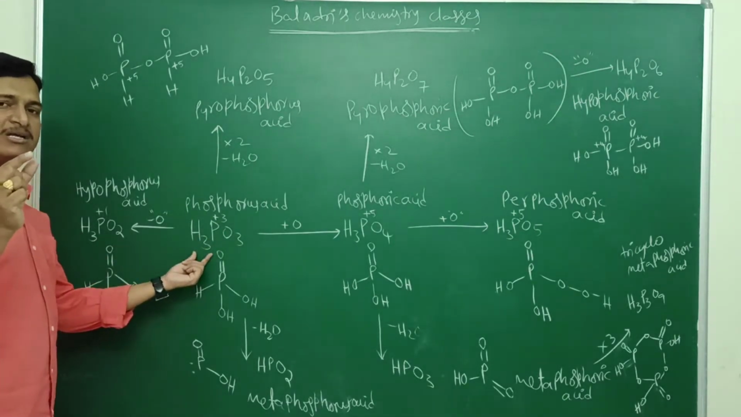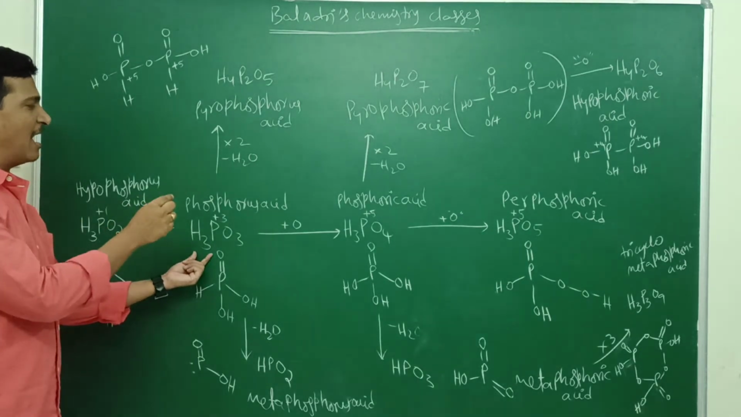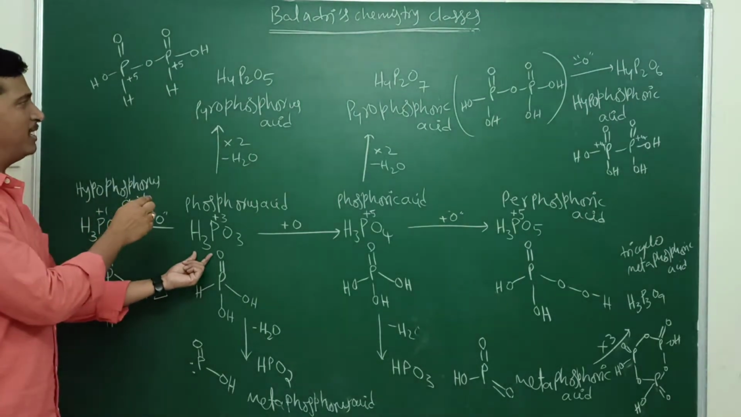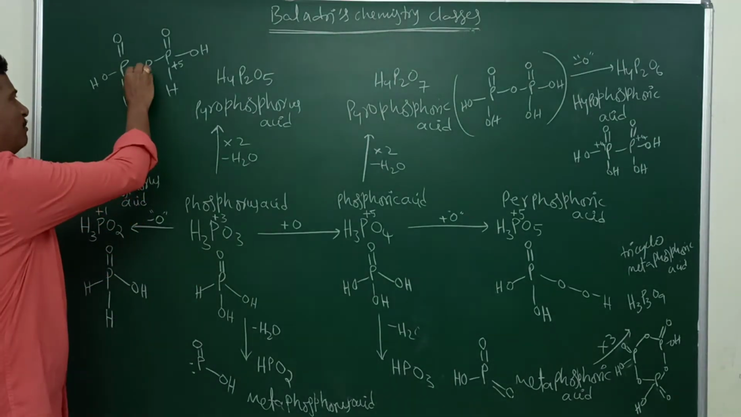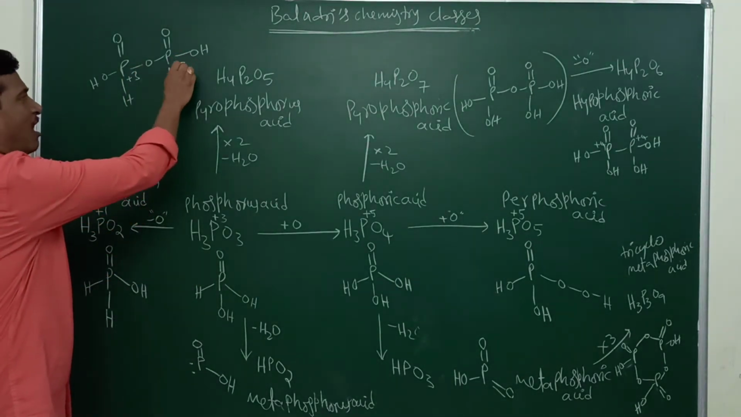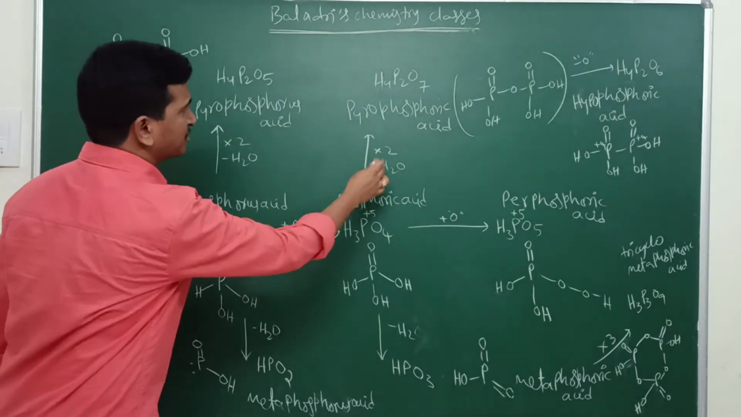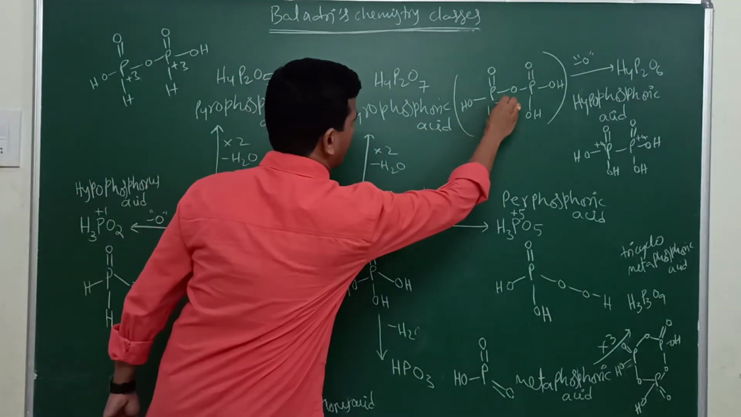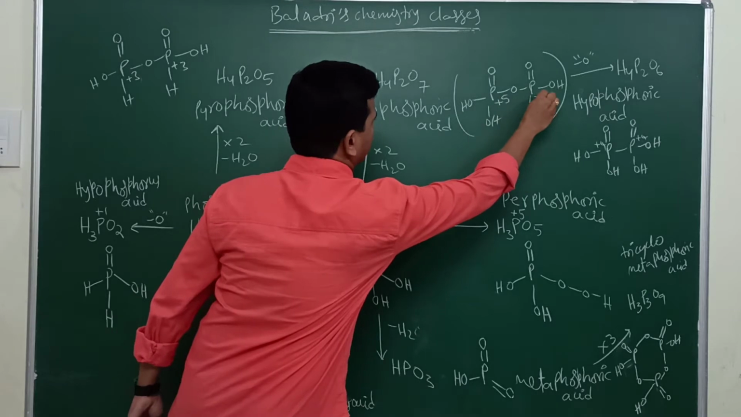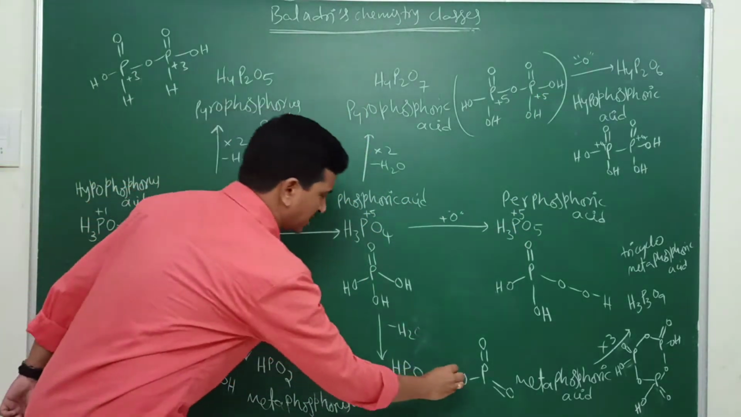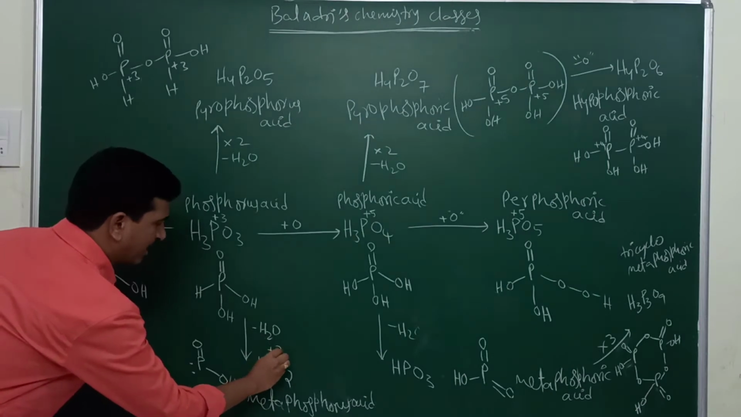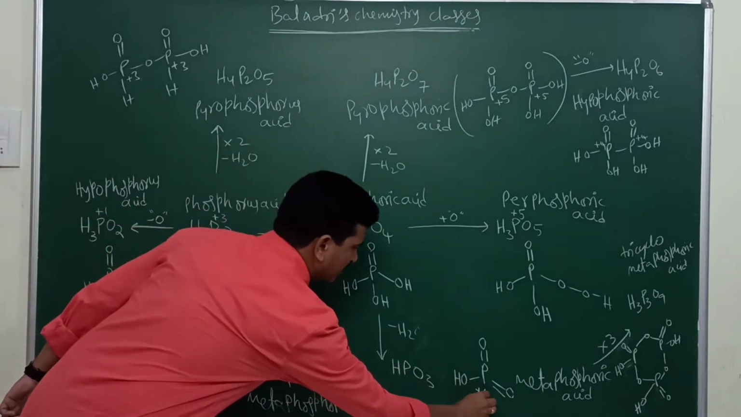So you remember here a very easy point. In all ous acids, oxidation number will be plus 3. Okay now, in all ous acids, oxidation number will be what? Plus 3. In all ic acids, if you find, oxidation number will be plus 5. Here oxidation number is what? Plus 5. So an easy point you can remember: in ous acids, oxidation number will be plus 3, and in ic acids, oxidation number of phosphorus will be plus 5.